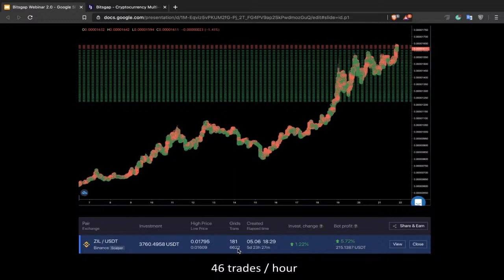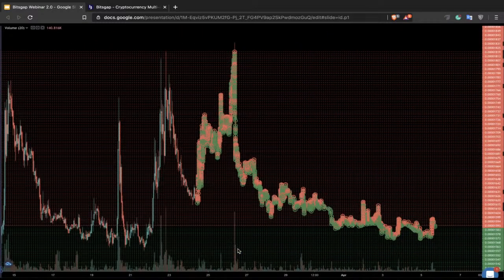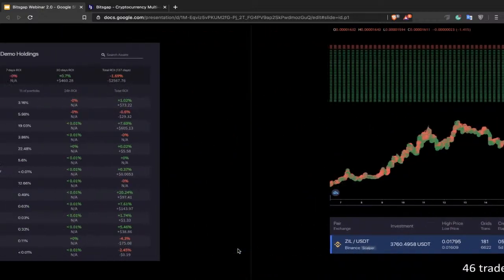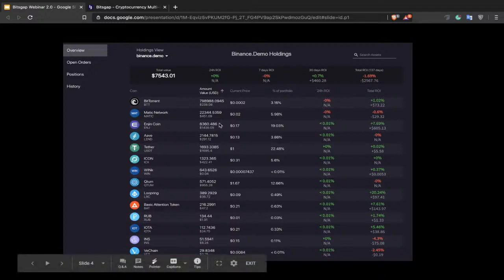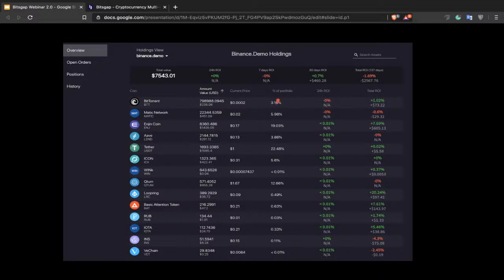You cannot do this, all right? Only with features like high frequency trading in automated trading can you achieve such results. So the idea in automated trading is that we have some coins on our balance, like in this example. Let me just point it out for you. We have BitTorrent, it's 3% of our portfolio. We have NG coin, that's 19% of our portfolio.